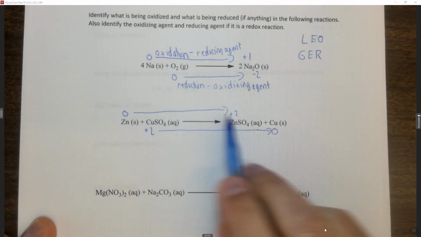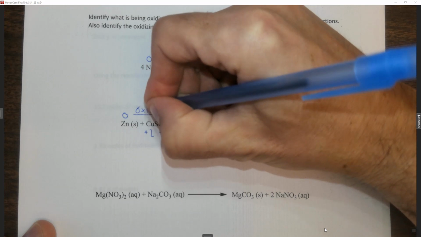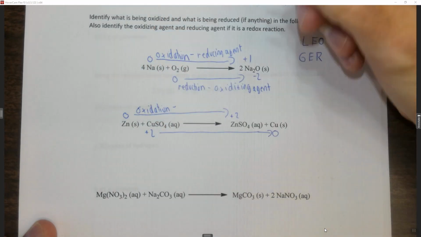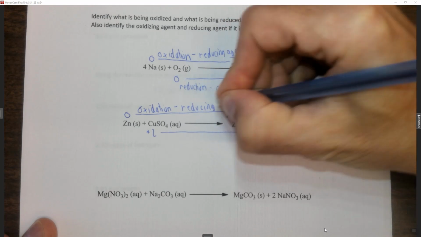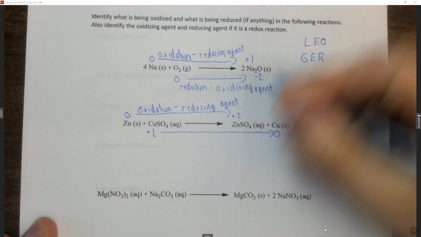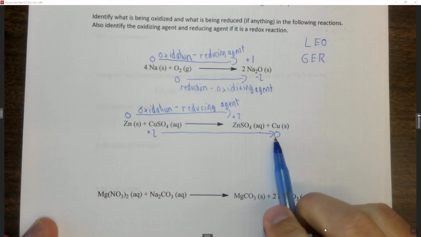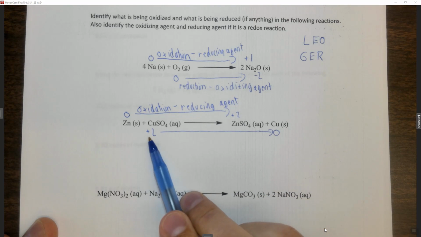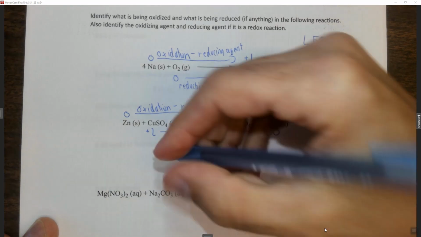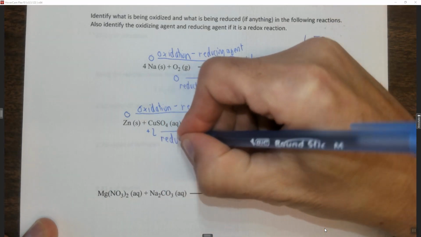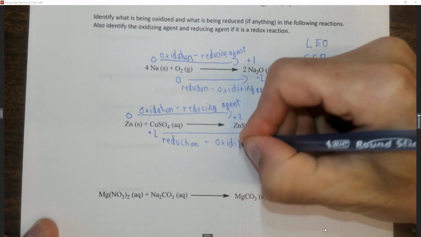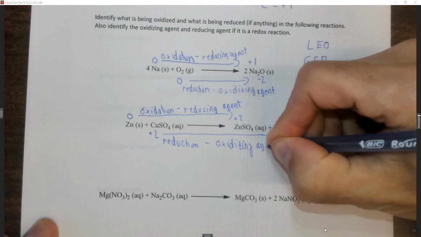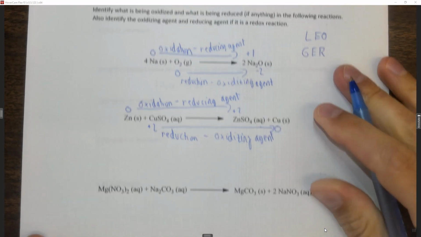In this case, 0 to 2 plus is losing electrons. So this is oxidation. Said another way, zinc is the reducing agent. Copper went from plus 2 to 0. That is gaining electrons. It has a positive charge, now it has no charge. So this is reduction, or said another way in this case, copper is the oxidizing agent. All right, let's look at the last one.